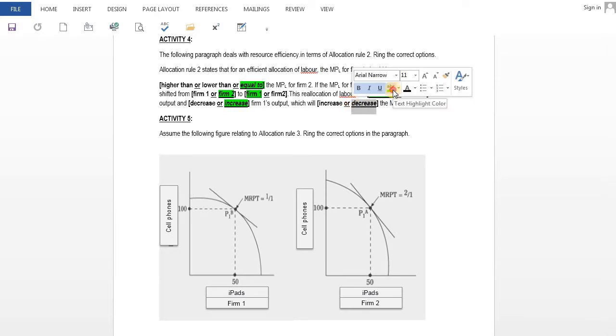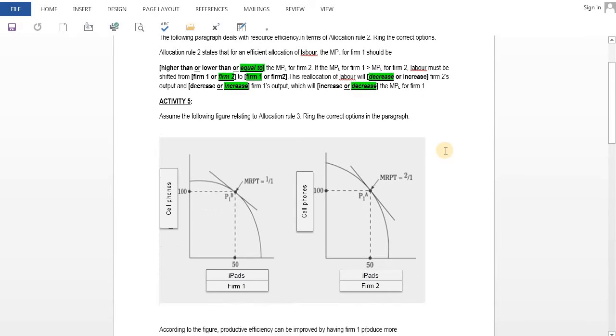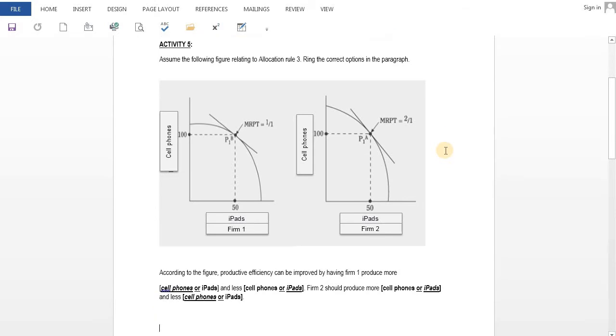So that was all about activity 4. Now moving over to activity 5. Activity 5 is still about allocation rules, and it is allocation rule 3, right? We say assume the following figure relating to allocation rule 3, and you have to ring the correct options in the paragraph. Now you are given the marginal rate of product transformation as a tool that is utilized to assess efficiency in terms of allocation rule 3.